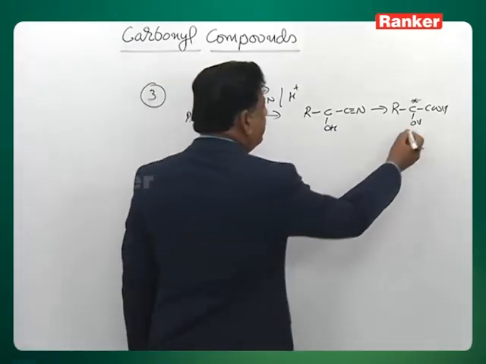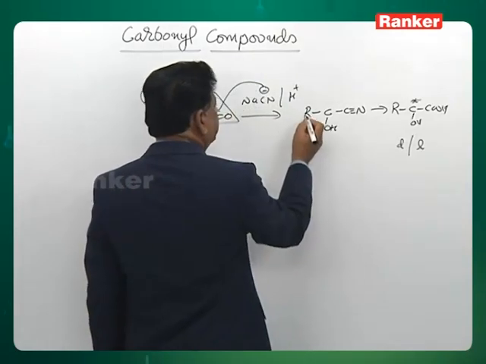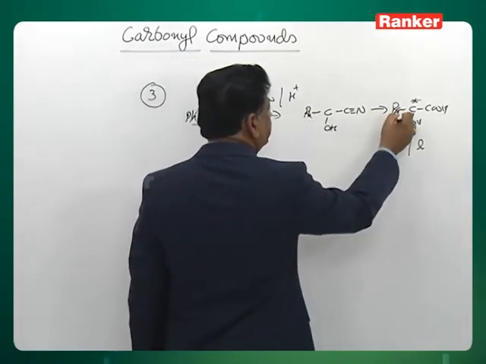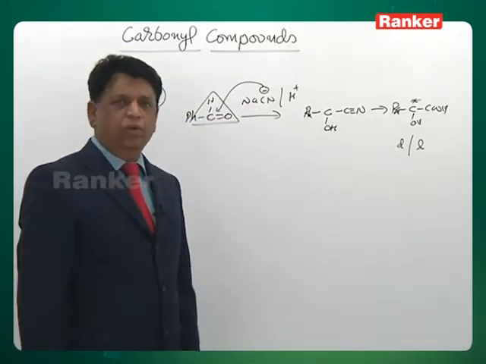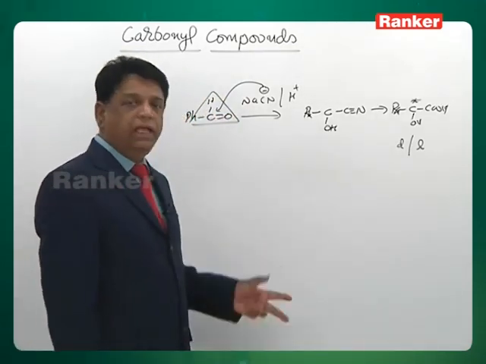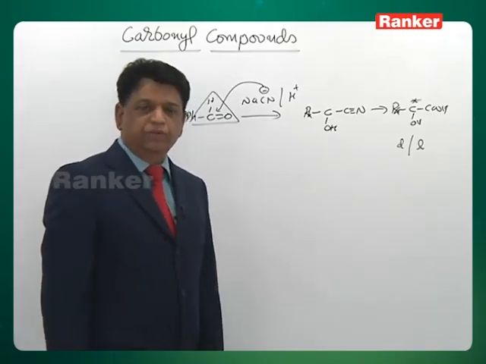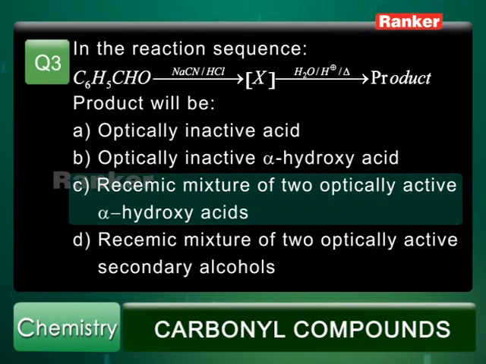It has a common name also. If the R is equal to phenyl here, then this is called a mandelic acid or mandelonic acid. An optically active center is created, DL mixture is formed. So the answer goes to the C.